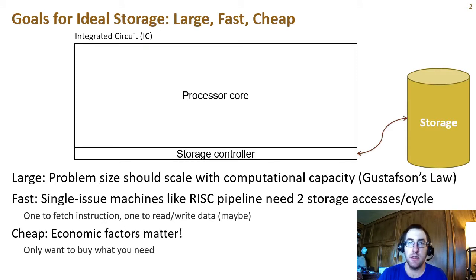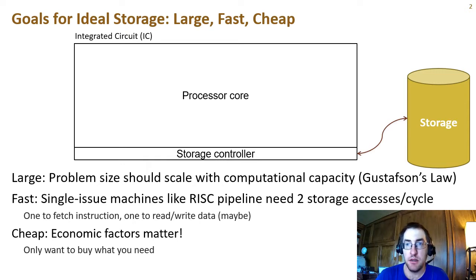So the ideal storage for a computer would be infinite or large, very fast enough to keep up with the processor, and cheap, inexpensive. We don't want to pay more for storage than we do for computing in general. So the size of storage should be able to scale with the capacity of computation. And historically, the computational capacity has scaled exponentially, and so we would like our storage size to scale exponentially.